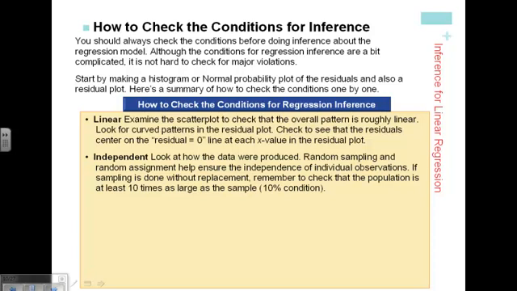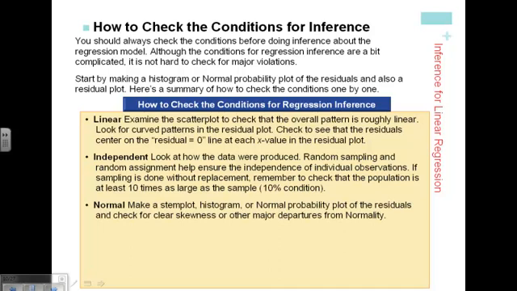Well, as with before, we need to have independence of sampling. So large population sizes with respect to the sample is required. Also, random assignment helps to ensure that the data is independent, has independent observations.